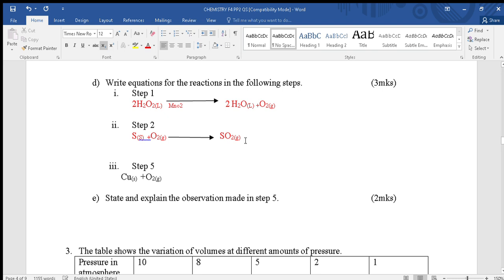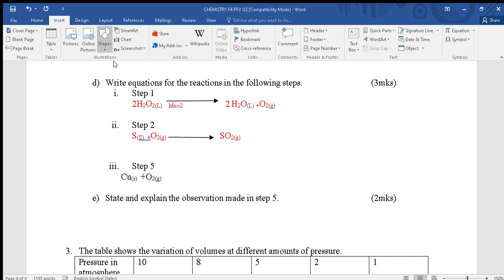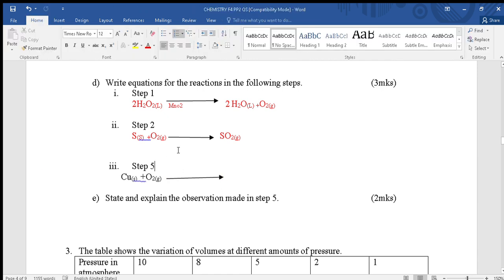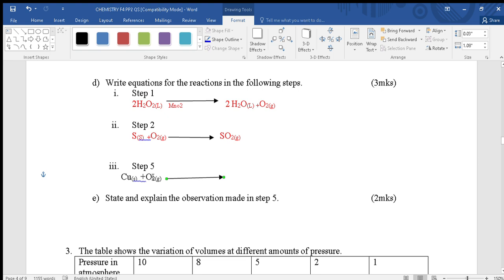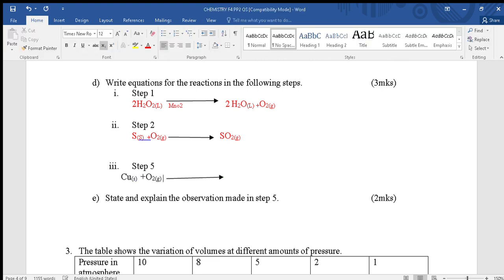And then in the process, you are forming copper 2 oxide. So I'm still going to insert my arrow at this point. So I'm going to get copper 2 oxide. This is where I'm going to form copper 2 oxide. Copper 2 oxide, and remember, copper 2 oxide is a solid.